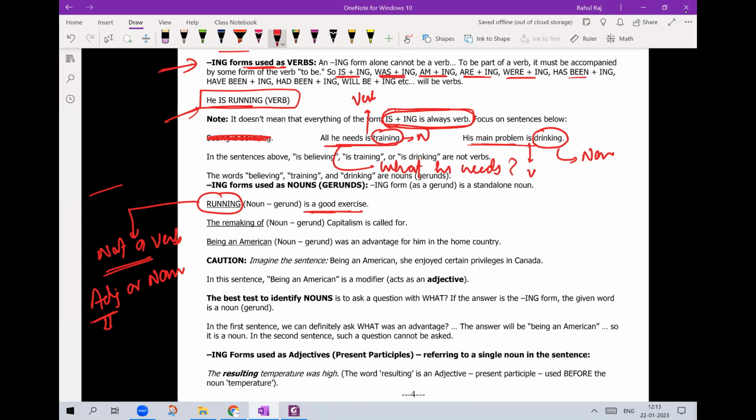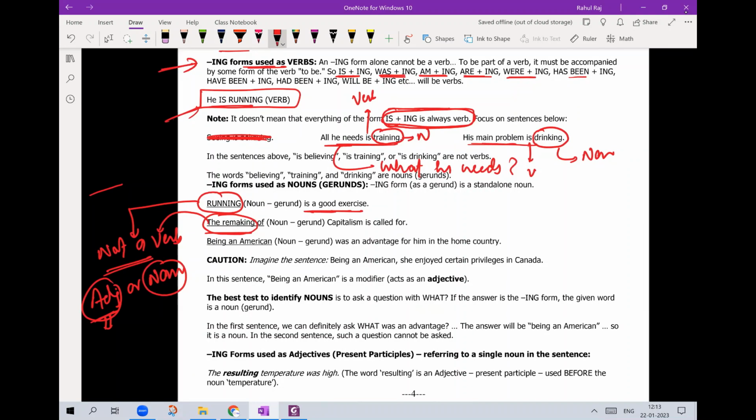When I say the remaking of capitalism is called for, you can actually ask a question, what is called for? Remaking of capitalism. So you can say this is a noun, but please understand, do the basic checks. So remaking, what I've told you, ing form alone can never ever be a verb. So this is not a verb. If this is not a verb, it can either be an adjective or a noun. Simple logic. Now imagine adjective, what I've told you about adjective, that if you remove the adjective and read the sentence, it should make complete sense. Imagine if I remove the remaking, what is my sentence left here?